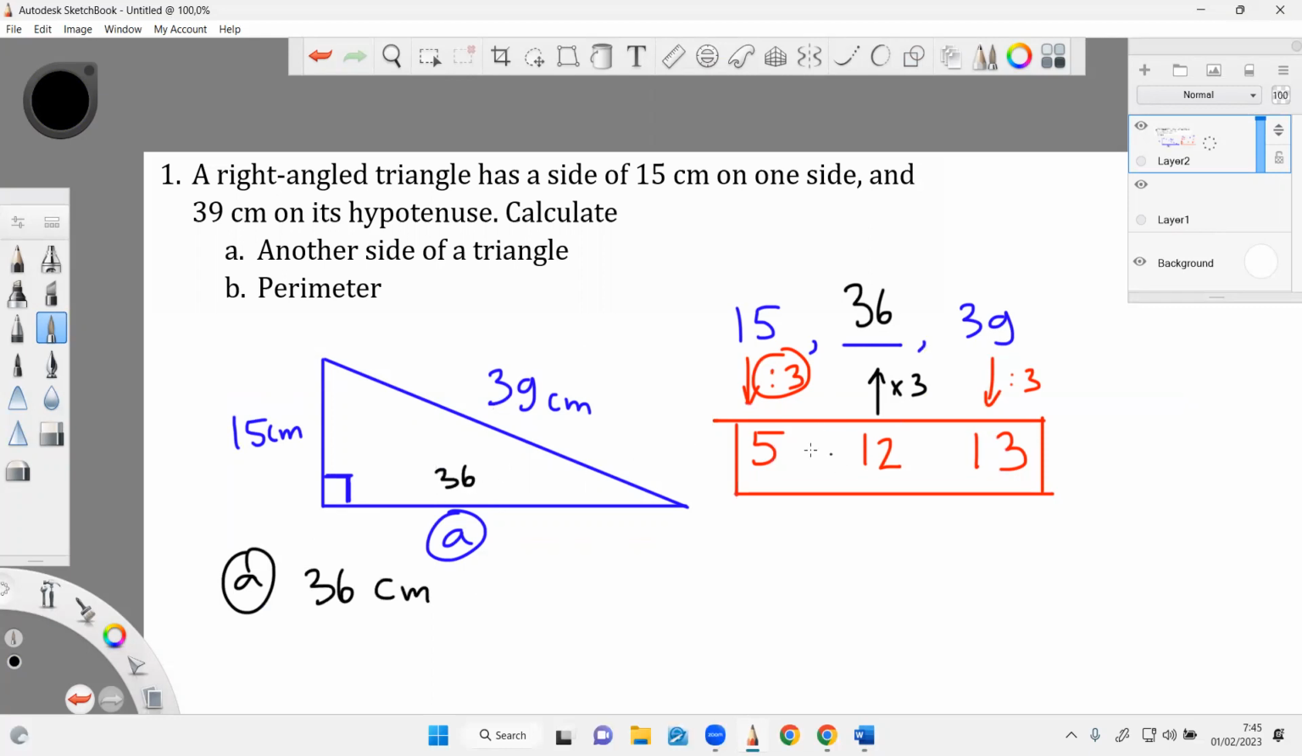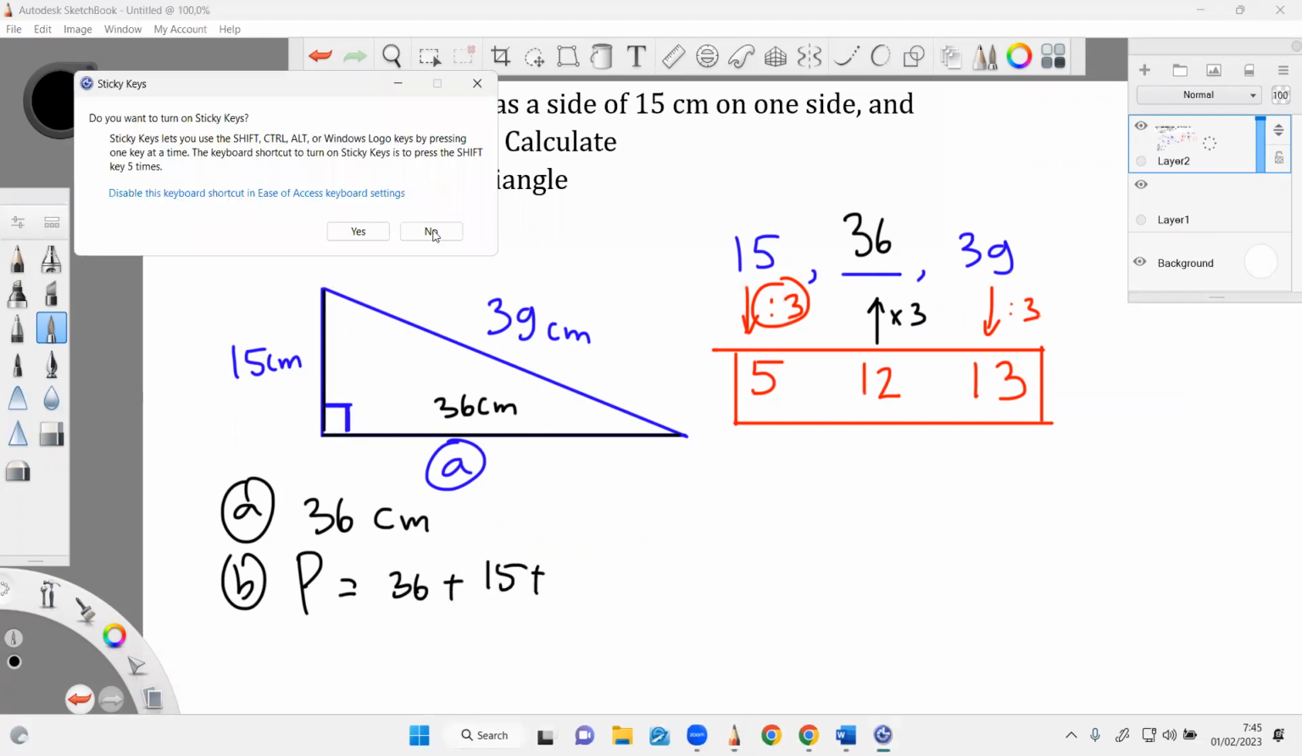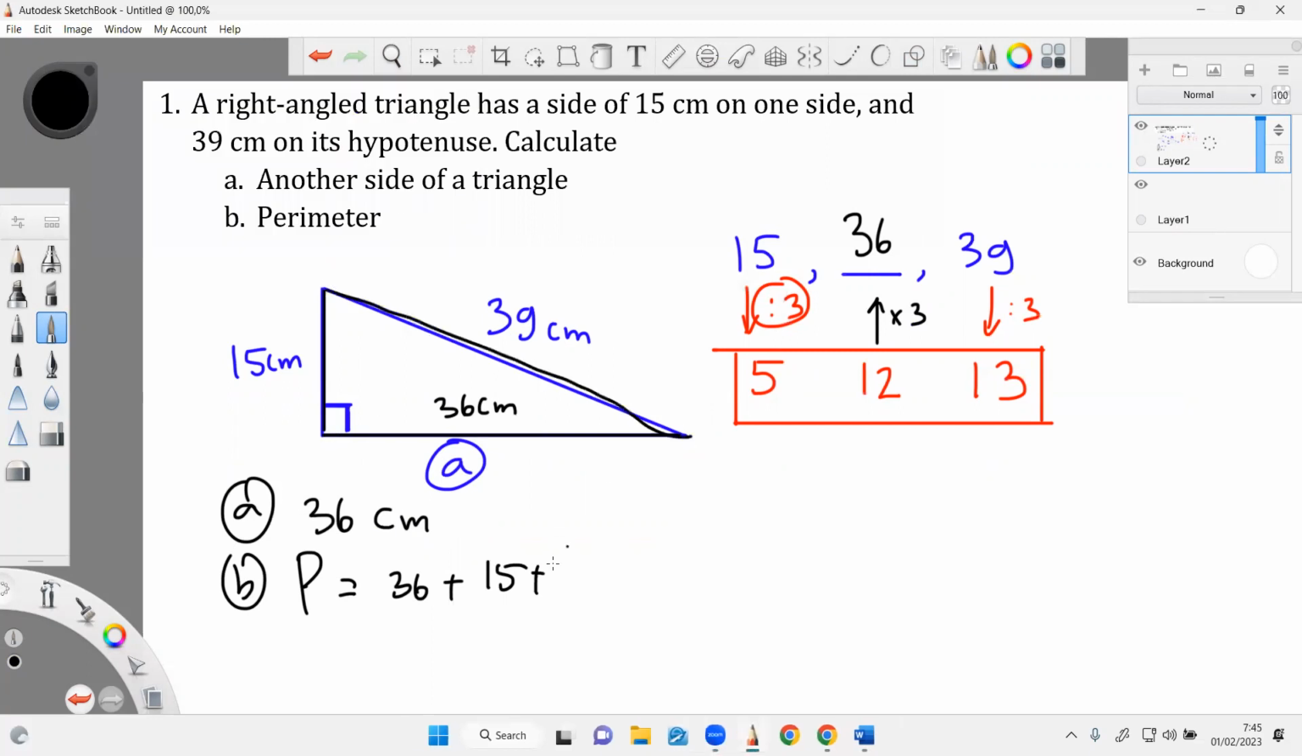You don't have to do the square root thing and so on. Perimeter. What is the perimeter? You know the concept of perimeter? Add all the sides, right? This 36, and go along all the edges of the triangle, 15 and 39. You get the answer. I don't have to calculate it for you. Okay, you can do it by yourself.